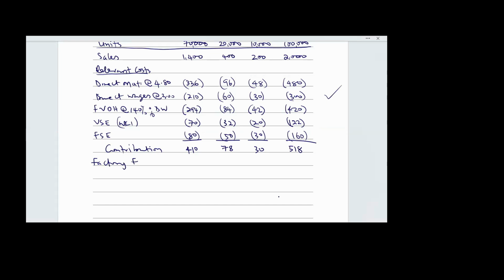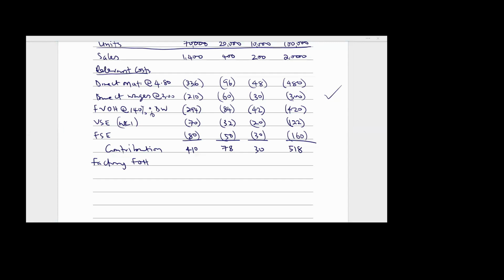Factory fixed overhead is 400,000 naira. This 400,000 naira is supposed to be apportioned among the depots. The entire 400,000 naira will be apportioned among the depots. We go back to the question: did the examiner tell us how we are going to split the fixed overhead? The examiner did not tell you how the fixed overhead will be split.